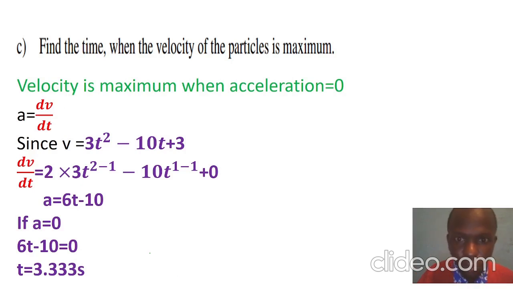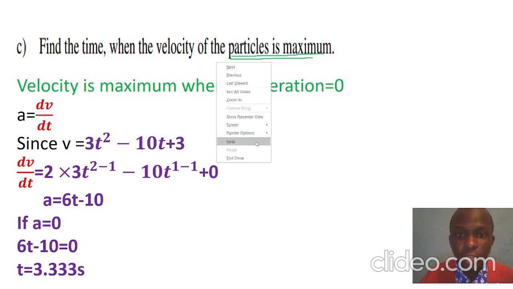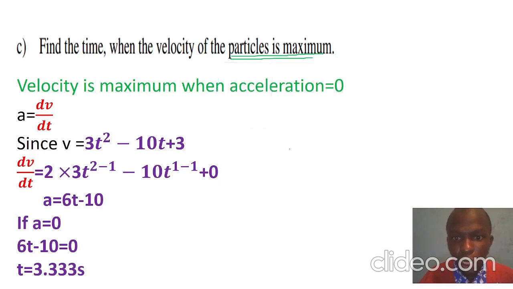The last part of this problem is to find the time when the velocity of the particle is maximum. When is velocity maximum? Velocity is maximum when acceleration is equal to 0. When the acceleration is equal to 0, the velocity is maximum.